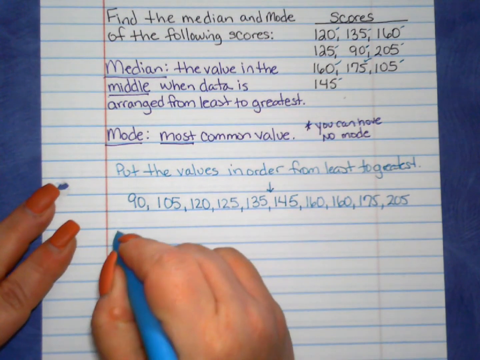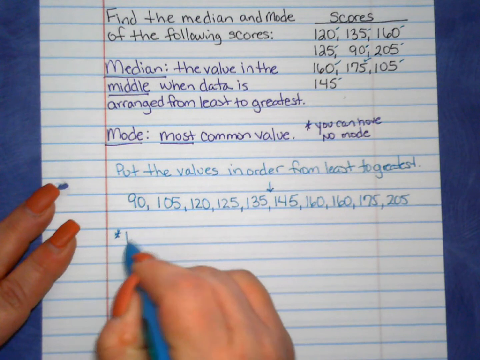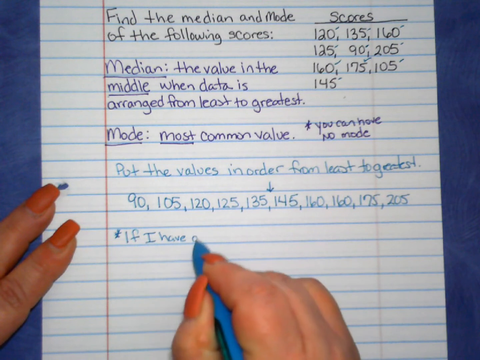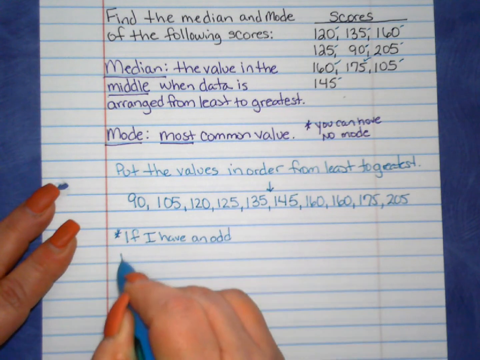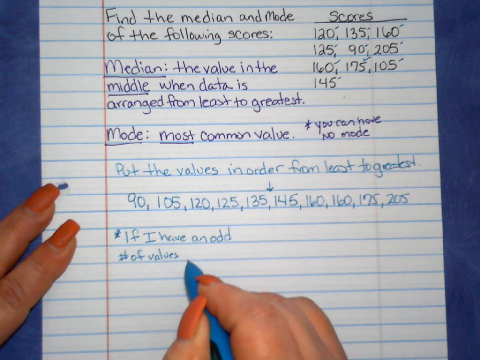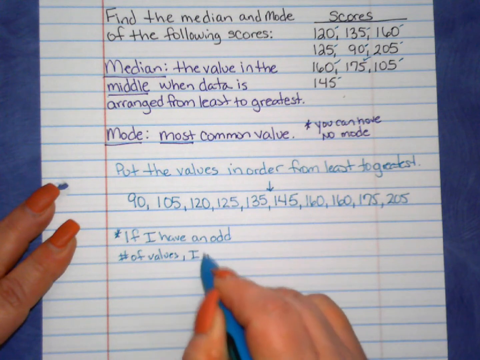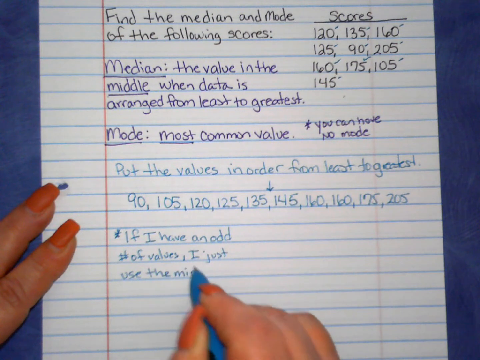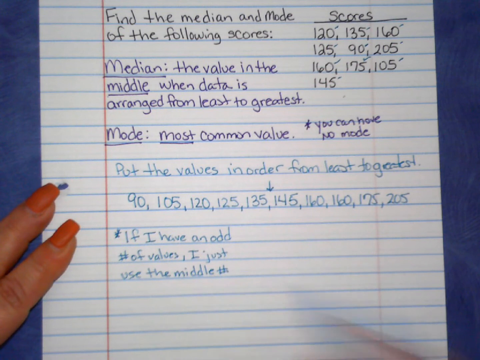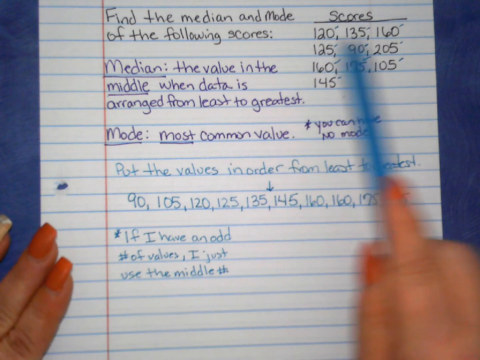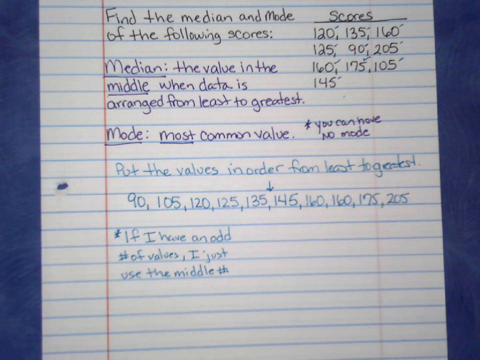Okay, so those are your basic rules. If I have an odd number of values, I just use the middle number. Okay? And that's another good reason why you should count your values, because as you count them and you're double checking them, you're going to right there know if you have an odd or an even.